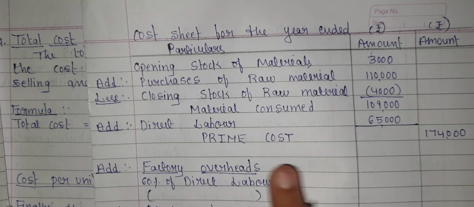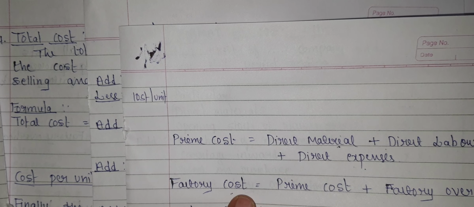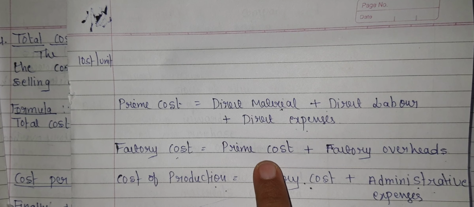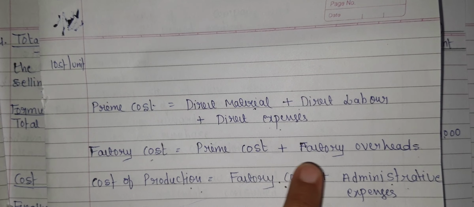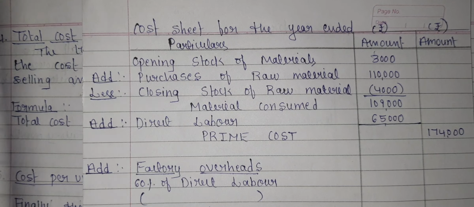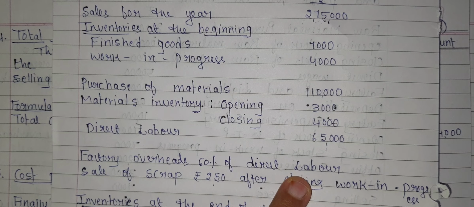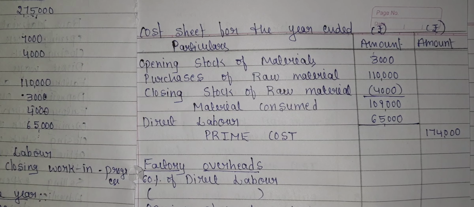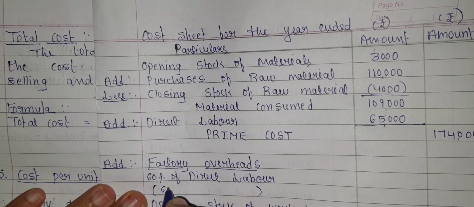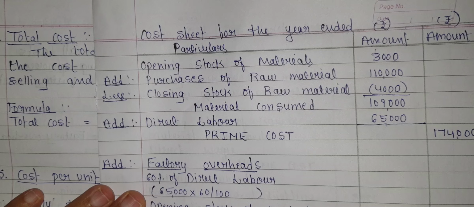See here. After prime cost, what do we have to find out? We have to find out factory cost. Factory cost means prime cost plus factory overheads. We know prime cost, right? That is rupees 1,74,000. Now we have to find out factory overheads. Factory overhead is 60% of direct labor. Here direct labor is how much? That is rupees 65,000, means 65,000 into 60 divided by 100.